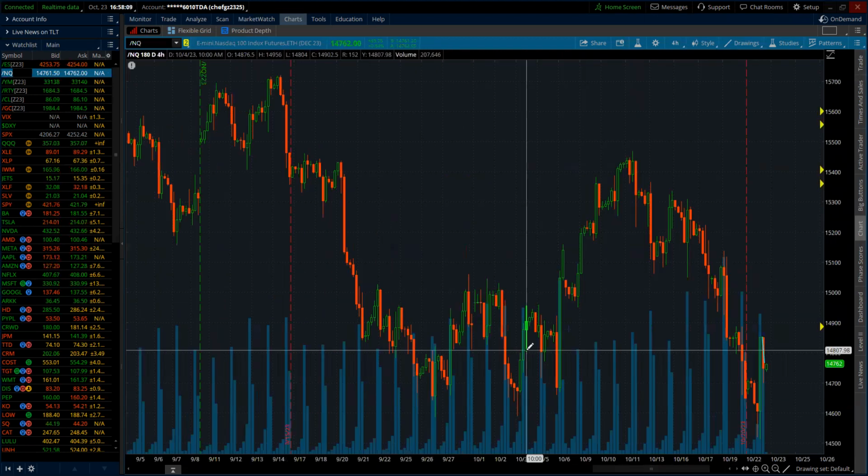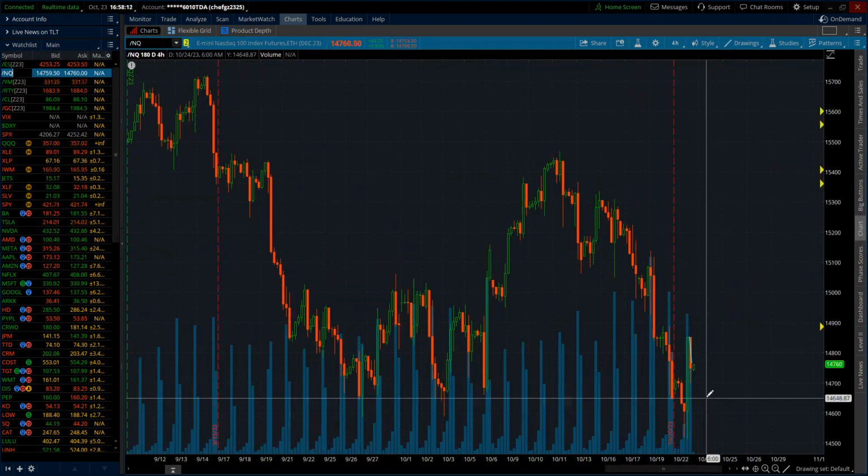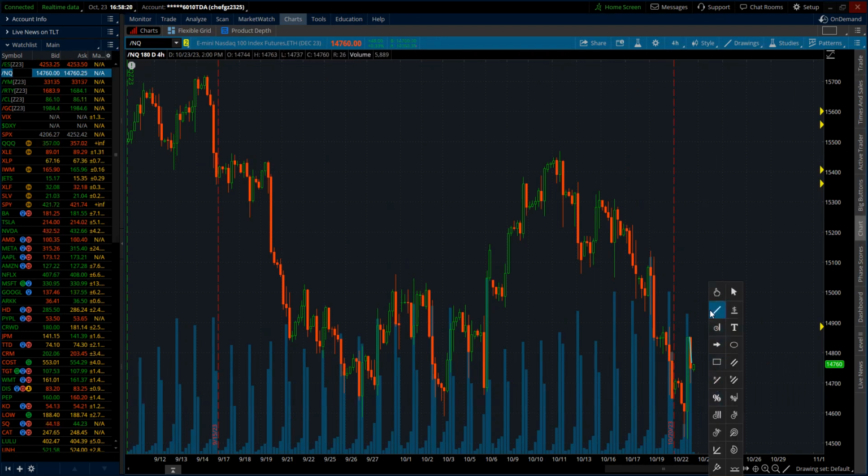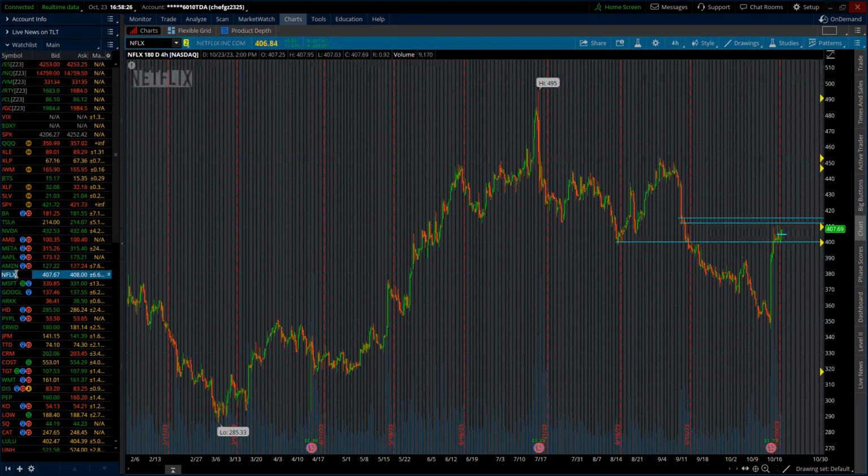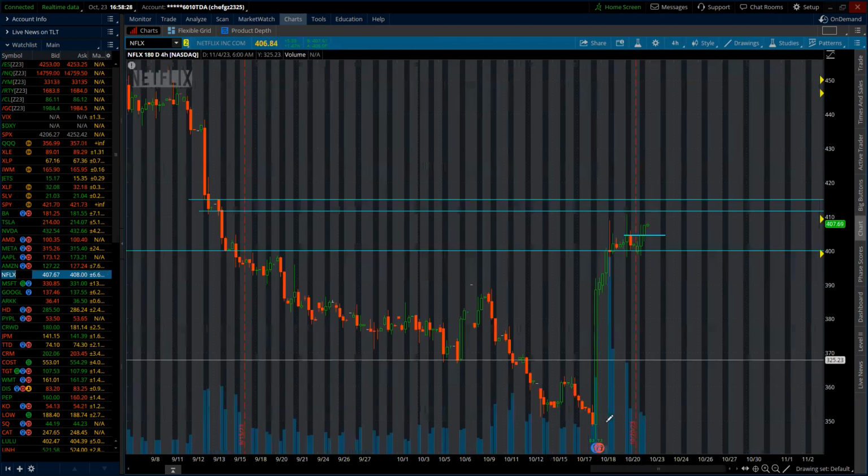NQ, I want to give you guys levels, but this one's a little bit more difficult. The reason I say that is because big names of earnings are coming up this week again, and they can go either way. Like Netflix, for example, let's go check it out. Netflix had earnings last week, and this thing just blew through the roof.